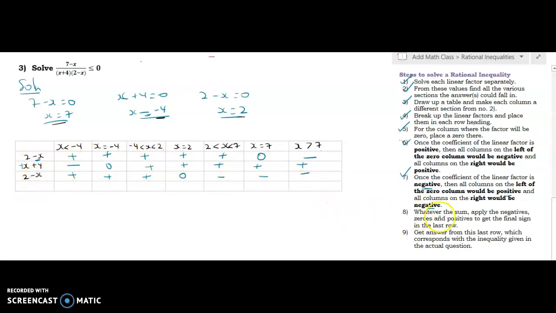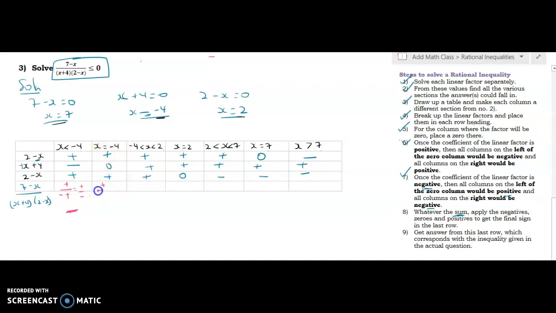Now I need to apply the sum. So what is my sum? And when I say sum, I don't mean summation. I mean this sum here, the question I was given. In my question, I'm taking 7 minus x and dividing it by these two factors. So I'm going to write that here, and I'm going to simply apply all these signs and get one answer. I have a positive in my numerator, and a negative and a positive for my denominator, which is positive over negative, which ends up being a negative.